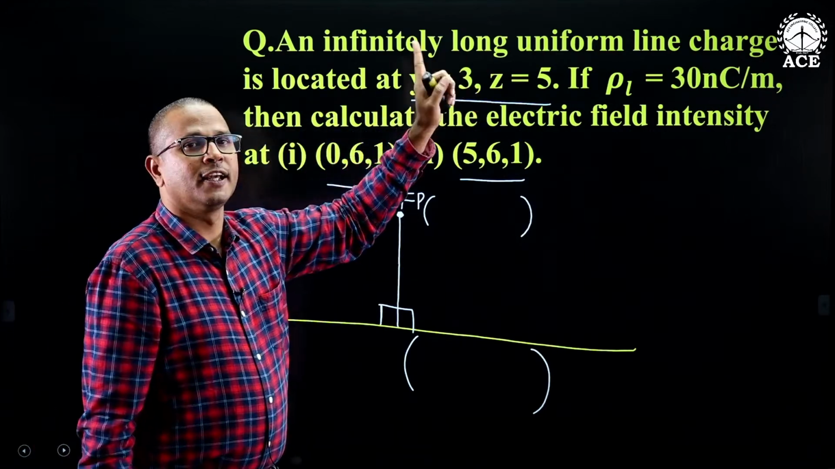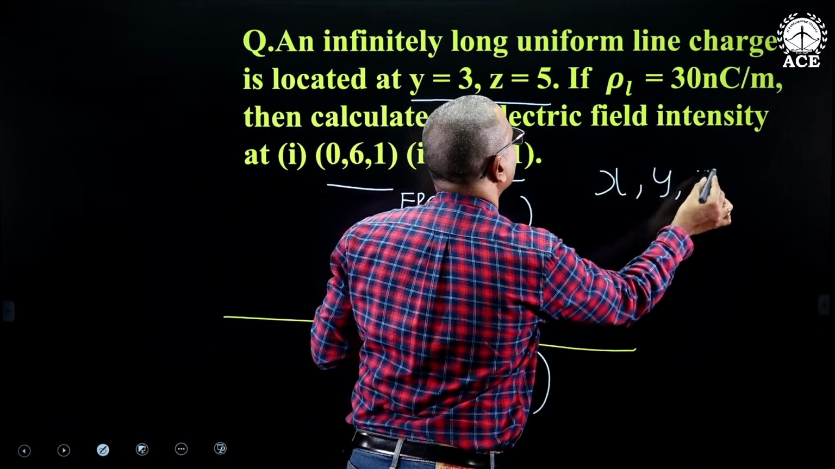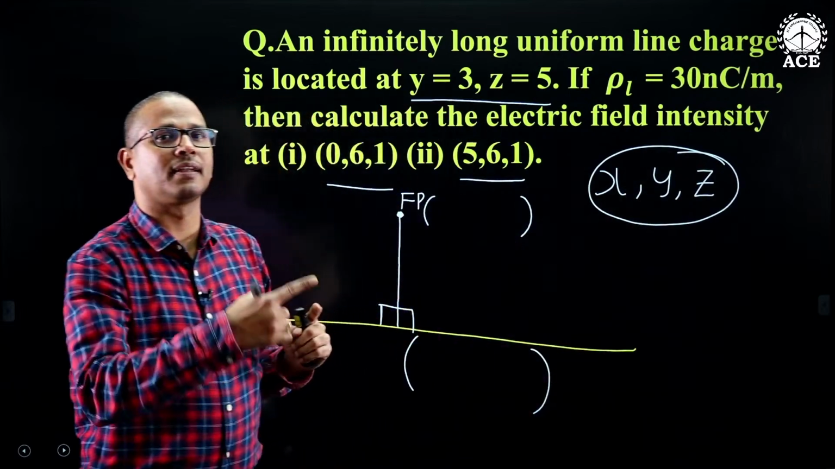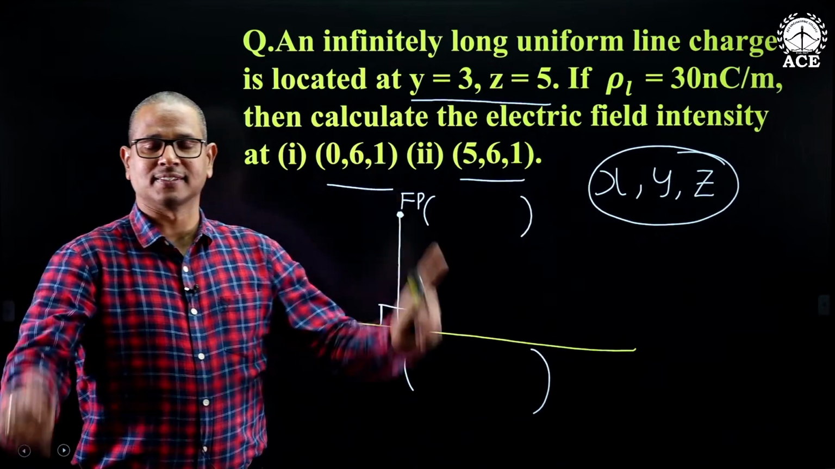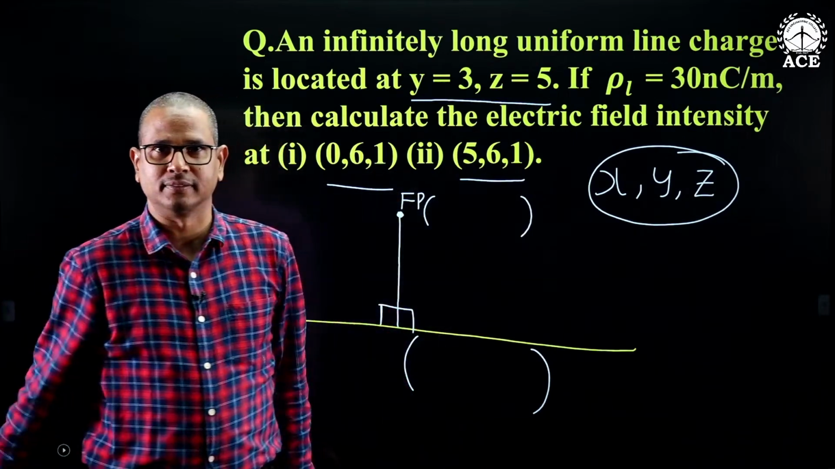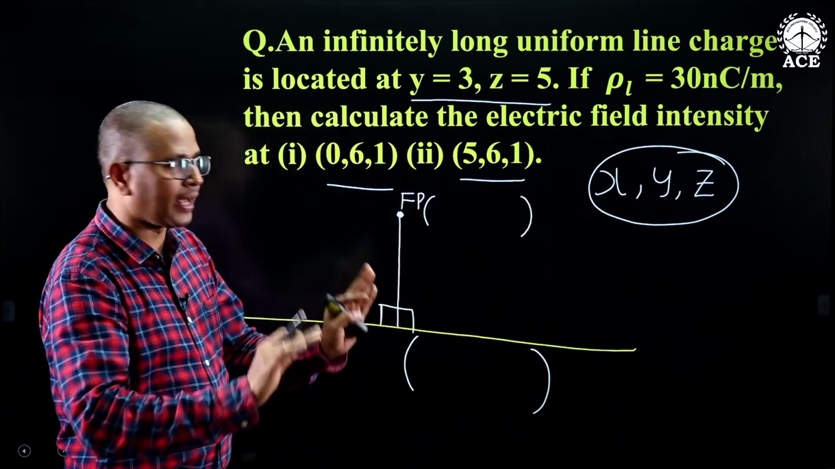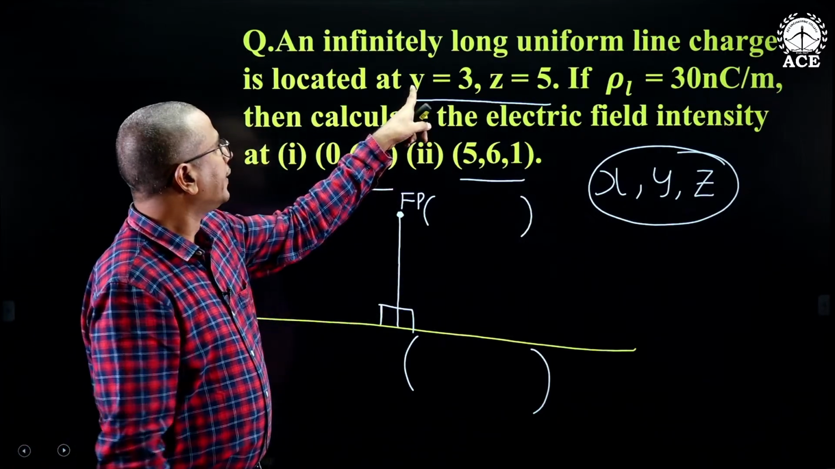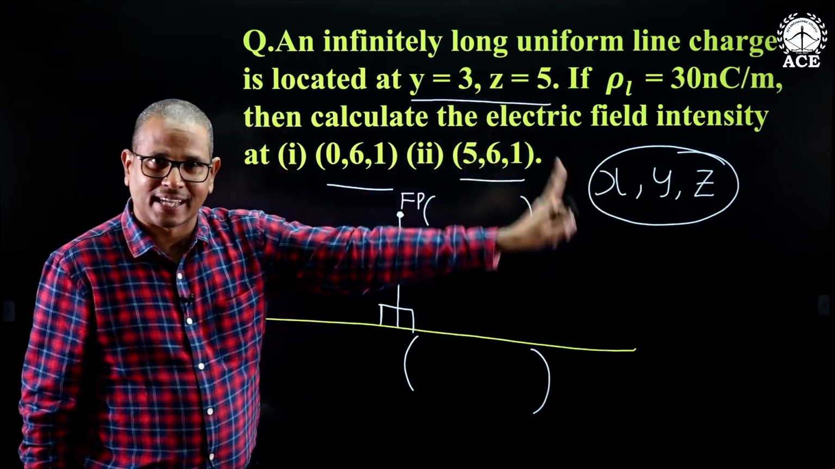Who is missing here? We are studying a three-dimensional coordinate system, x, y, z. The line is defined by y and z. Who is missing here? X. Definitely your line is parallel to the x-axis, no doubt in that. If you draw it from the geometry, you will get that only. You need not draw, it is all waste of time. Without drawing any diagram, you can solve directly and you will get full marks. So y is constant, z is constant, your line is parallel to the x-axis.